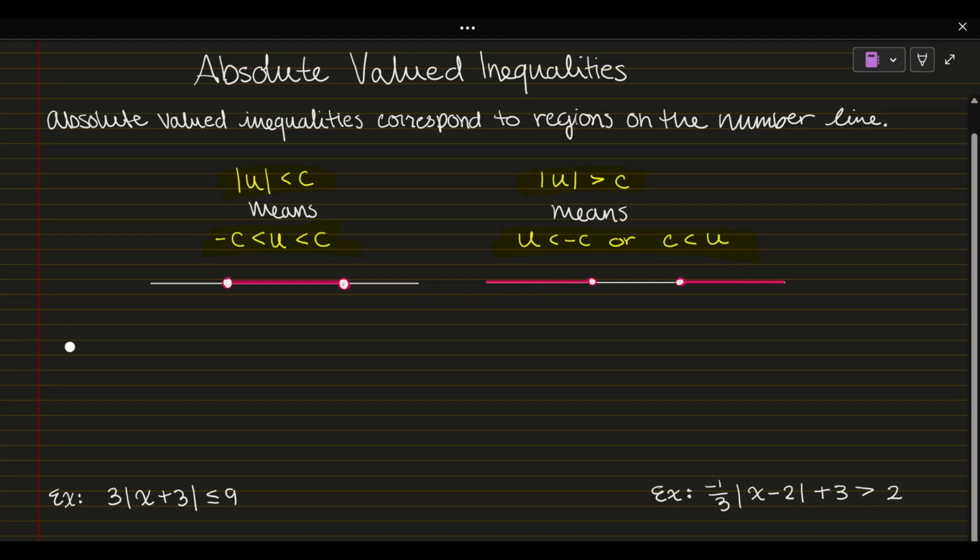In this video, we're going to talk a little bit about absolute valued inequalities. These inequalities correspond to regions on the number line, just like all the other inequalities. So I think the best way to start this is maybe to review what absolute value actually means, and maybe we'll solve an absolute valued equation.